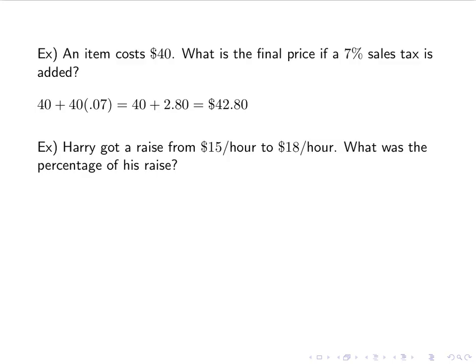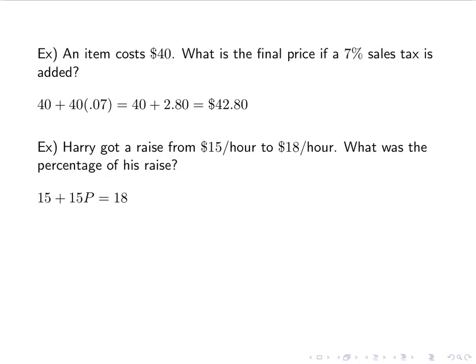Harry got a raise from $15 an hour to $18 an hour. What was the percentage of his raise? So we're looking for p. So 15 is the wage before the raise, so that's b. 18 is the wage after the raise, so that's a. So 15 plus 15p equals 18.